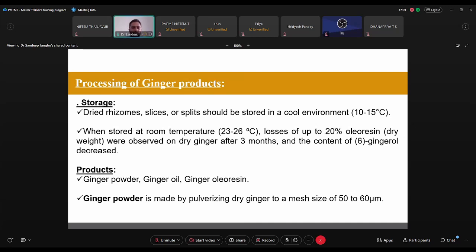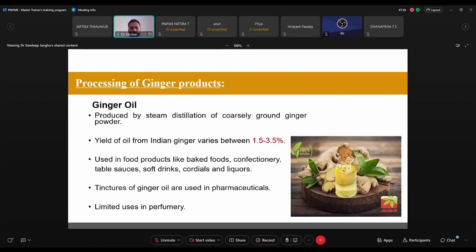Apart from that, other products like, as I've told, ginger powder, ginger oil, and oleoresins can also be extracted from the powdered ginger. After dehydration, simple grinding or pulverizing and sieving with a 50 to 60 micrometer mesh size sieve, we can get a finely ground powder. With that same powder, we can extract oil, and the percentage of oil varies from 1.5 to 3.5 depending upon the variety of ginger and the method we are opting for.